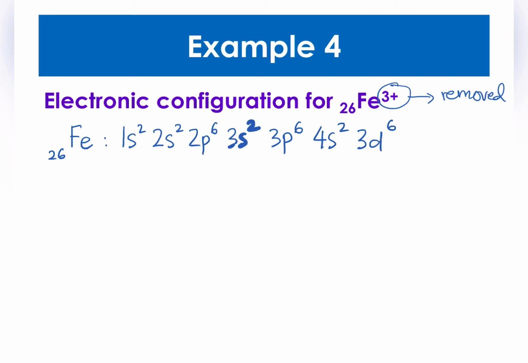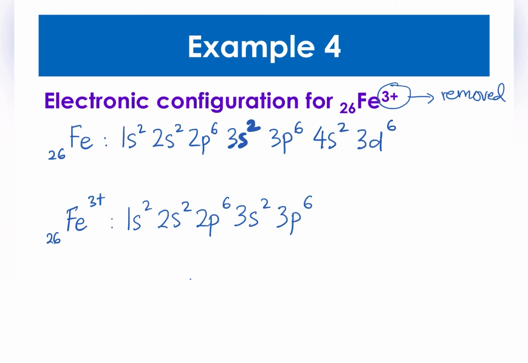So the electronic configuration for Fe3+, the proton number stays 26, is going to be 1s2, 2s2, 2p6, 3s2, 3p6, and then there is no more orbital 4s because we remove 2 from 4s and 1 from 3d. So what's left adalah 3d5. So this is the electronic configuration for Fe3+.